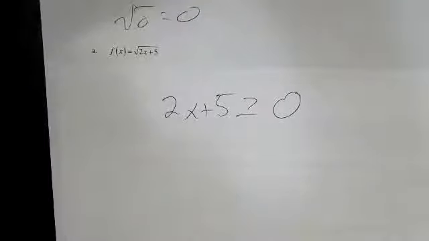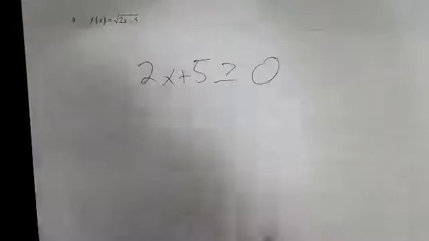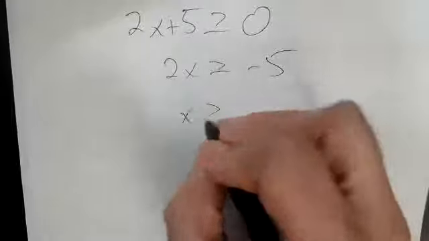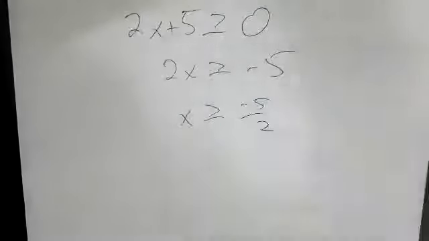All right, this is the important thing with the domain restrictions, right? We take whatever's in the square root. We say that has to be greater than or equal to zero. Now we're just solving for x. So if I subtract 5 over and I divide by 2, this is my domain.